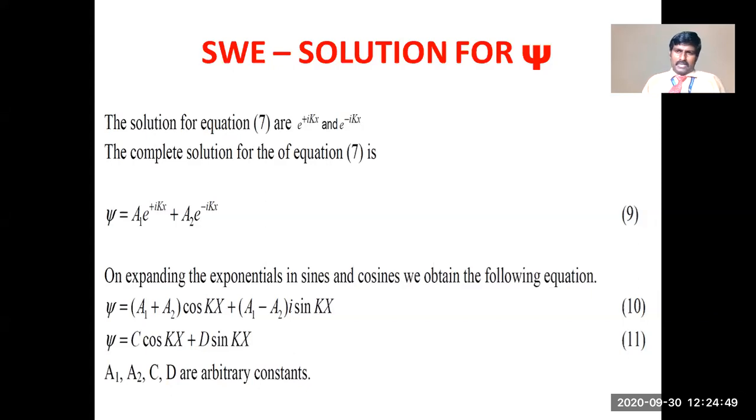Instead of writing equation 9, we are going to write it with respect to cos and sine, that is, psi is equal to a1 plus a2 cos kx plus a1 minus a2 i sine kx. Instead of keeping a1 plus a2, we write C, a constant, and instead of a1 minus a2, we write capital D sine kx. Now a1, a2, C and D are all constants.